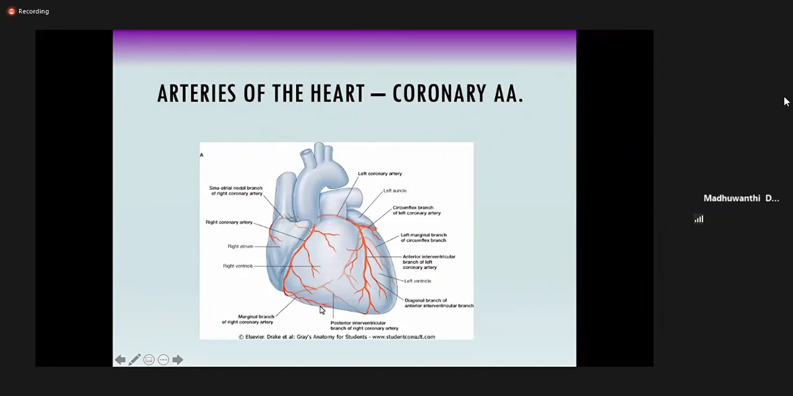The other important thing is the arteries of the heart. The coronary arteries, the right coronary artery and the left coronary artery, and what are the main branches, and what are the areas of supply. That is what you have to know. And then also what are the veins that accompany these main arteries. That's also important.